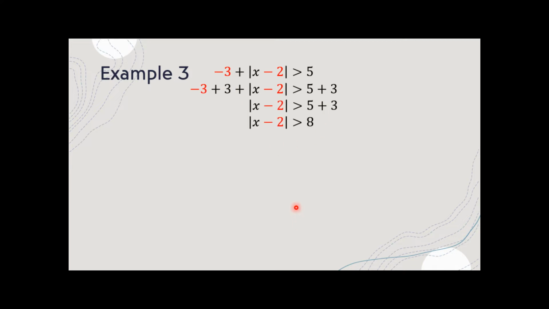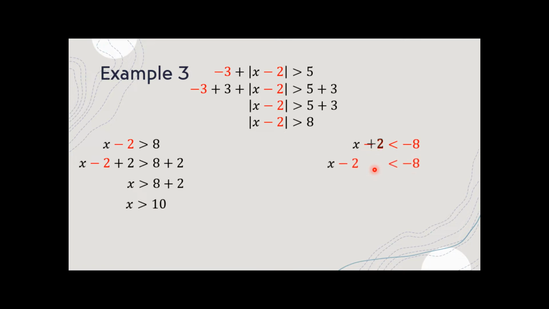Now, what are we going to do here? Well, we're done, so we can just pull that out and start to work with it. x minus 2 is bigger than 8, so we're going to add 2 to both sides. By adding 2 to both sides, we get x is bigger than 8 plus 2, which is 10. x minus 2, flip the inequality, negative 8. Add 2 to both sides. x is smaller than negative 8 plus 2, which is negative 6.